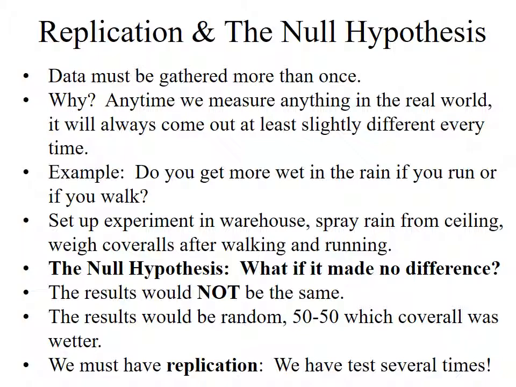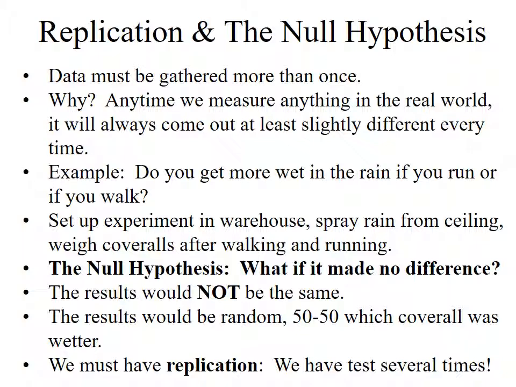The truth is, if running versus walking in the rain doesn't make any difference at all, the truth is that it would just be basically random. Every time you do an experiment, it's going to be different, so it would be a 50-50 sort of chance whether the coveralls were wetter when you were walking or when you were running. So if you do it once, I don't know, does the running make the difference, or was it just a 50-50 sort of chance? So as a result, what we need is replication.